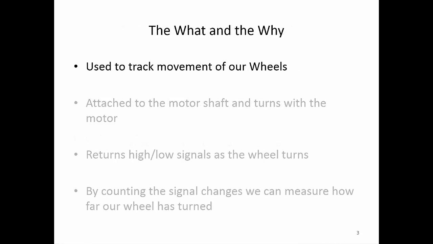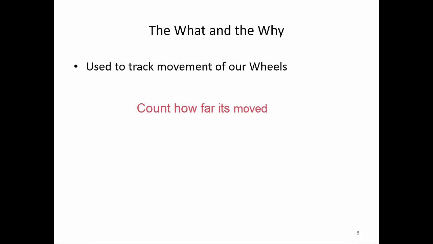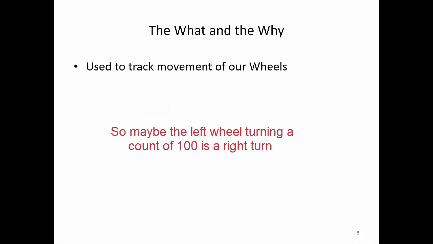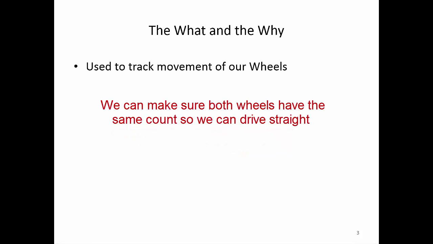As our robot drives around, we're going to want to be able to track its movement. We want to be able to turn left or turn right or drive straight. What wheel encoders do is allow us to monitor the movement of our motors, or actually count the distance that it moves, and therefore either turn left or right based on that count, or straighten up if we started to drift when we're trying to drive straight.